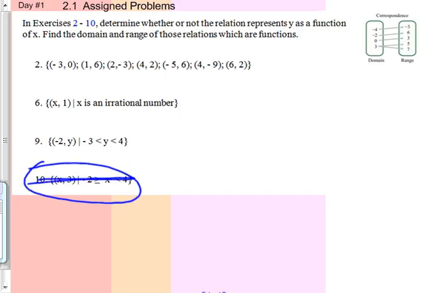Now let's go up and do number 2. In 2 through 10, obviously we're only going to do 2, 6, and 9. Determine whether or not the relation represents y as a function of x. Okay, so basically what we're trying to do here is just check, is this thing a function? So here's all my x numbers. Did it ever repeat? So then we can tell, did it come out the same when it repeated? There's the one where you had 4 going in once and you had 4 going in a second time, and they're different. So this is not a function.